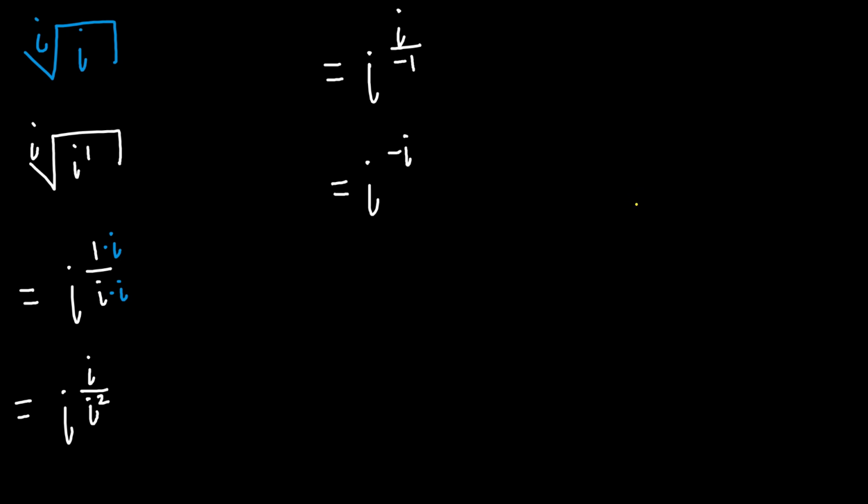Now from the rules of exponents, whenever you have a to the power of negative b, you can take it to the bottom, and the negative exponent will become positive. So this will be equal to 1 divided by a to the power of b. So we shall write this in the same way. This will give us 1 divided by i to the power of positive i.